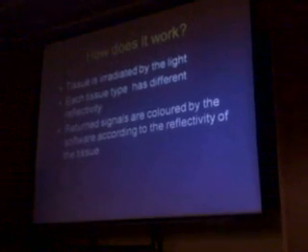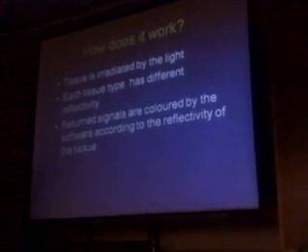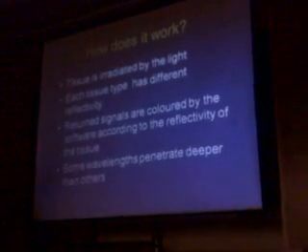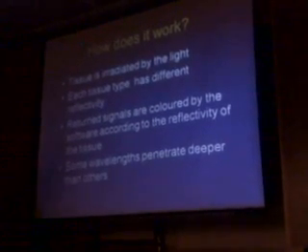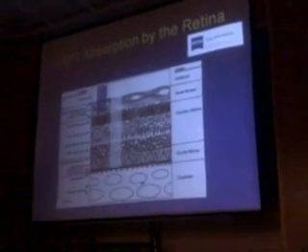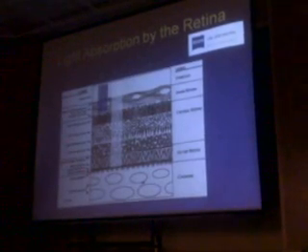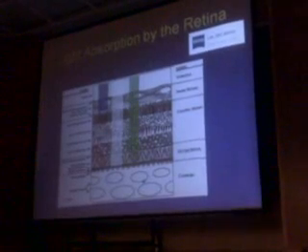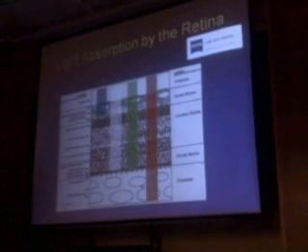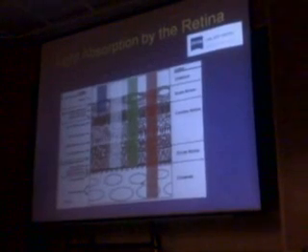The returned signals, the echoes, are coloured by the software according to how reflective the tissue is. Some wavelengths of light penetrate deeper into the retina than others. So blue doesn't penetrate very far. White light goes right down to the choroid capillaries. There's green, and red goes through the choroid. So using different wavelengths, you can view different structures.